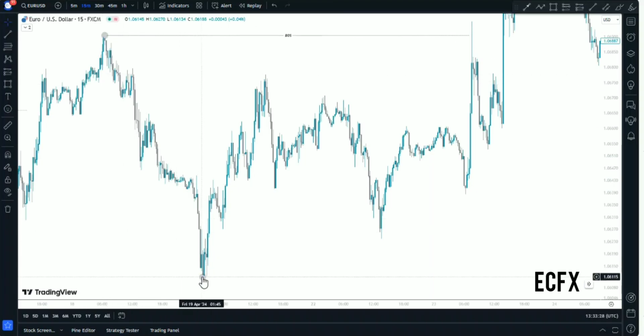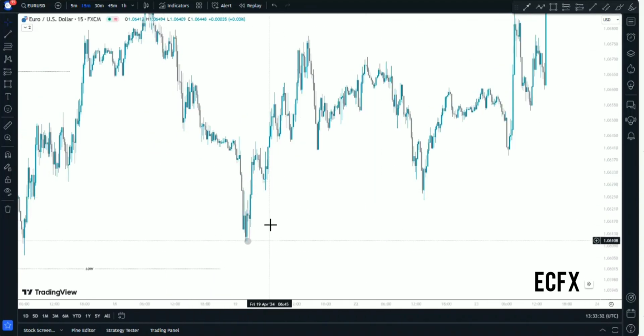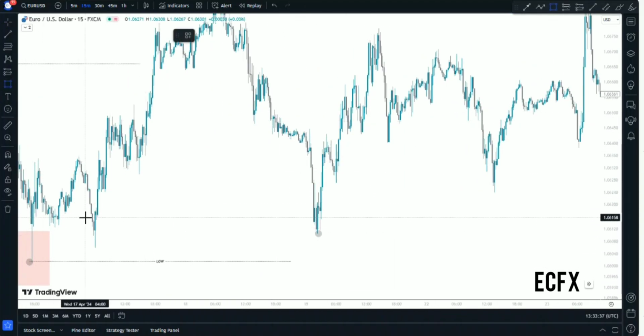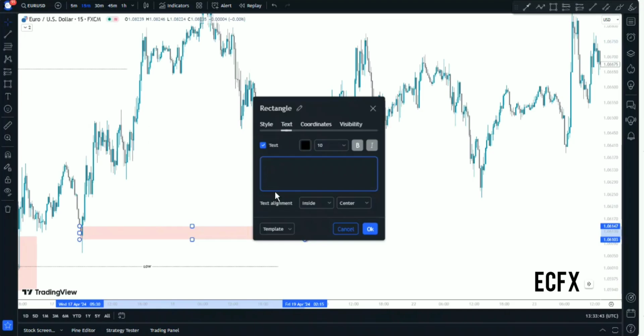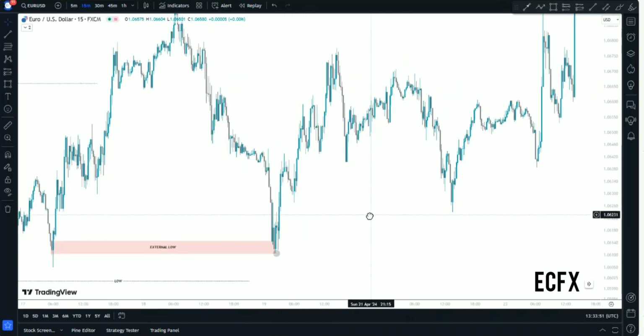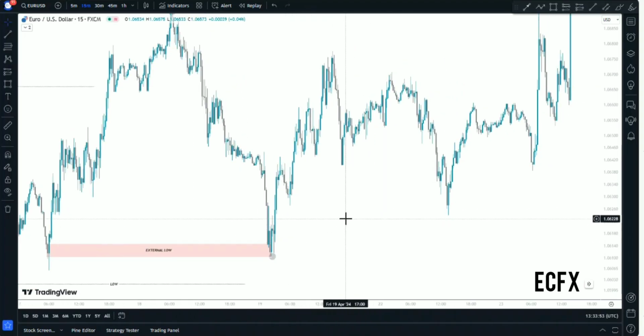This is the external low. This is the external high. So we've missed a trade from over here. We've missed a trade from the external high or low, right? So let's call this our external low. So we've missed a trade from here. We weren't in time. We missed it by a pip or anything like that.